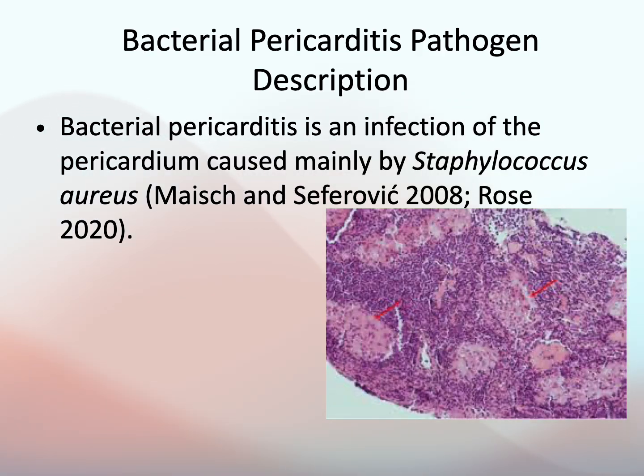The bacterial pericarditis pathogen description: it is caused mainly by Staphylococcus aureus, the same bacteria that can cause skin infections, but here it targets the pericardium, the protective sac around the heart, which can be life-threatening if untreated.